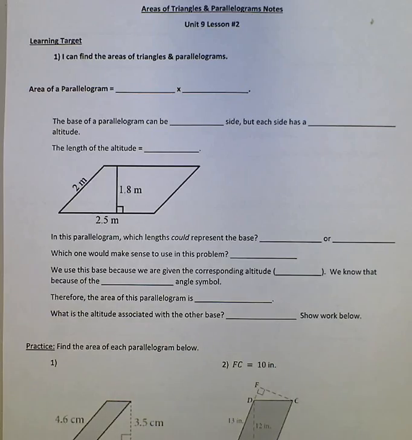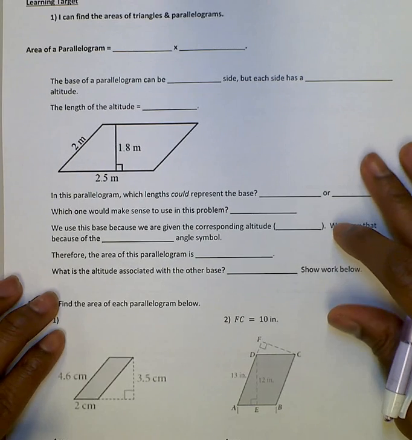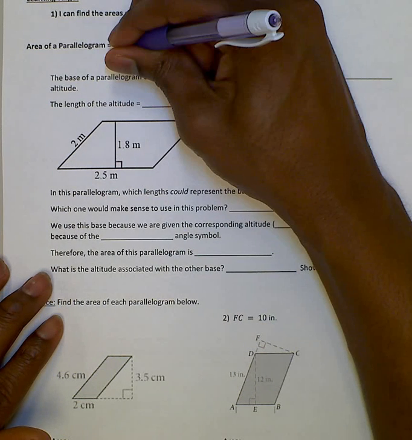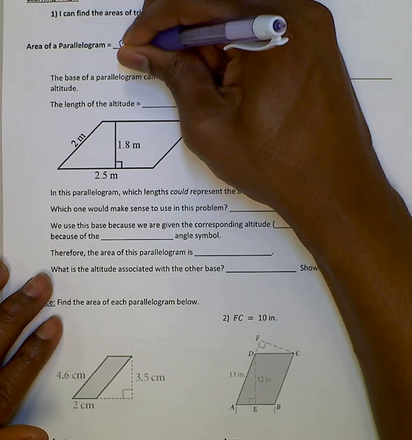Today we're going to find areas of triangles and parallelograms. At the end of this video you should be able to find the areas of triangles and parallelograms. Let's start straight off with something you probably know already: the area of a parallelogram can be found by using base times height.